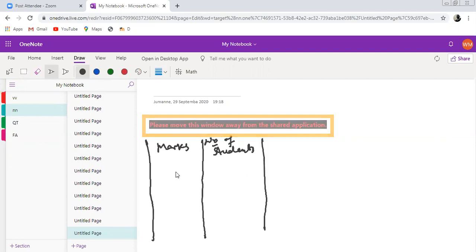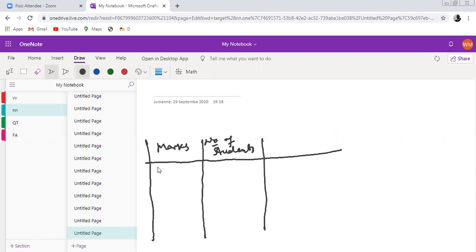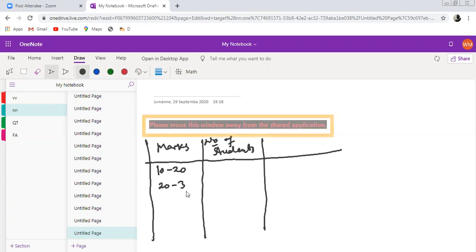So you are given this. The marks: let us start from 10 to 20, 20 to 30, 30 to 40, 40 to 50. Maybe the exam was out of 50. Those who scored between 10 and 20 were 5 students. Between 20 and 30, they were 11 students. Between 30 and 40, they were 8 students. Between 40 and 50, maybe they were 3 students, like that.